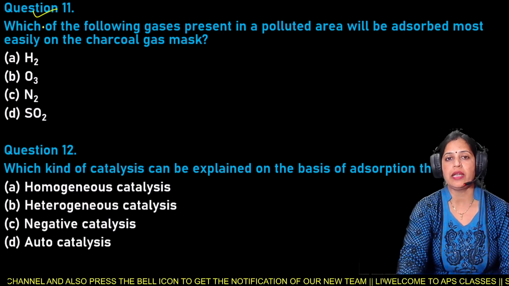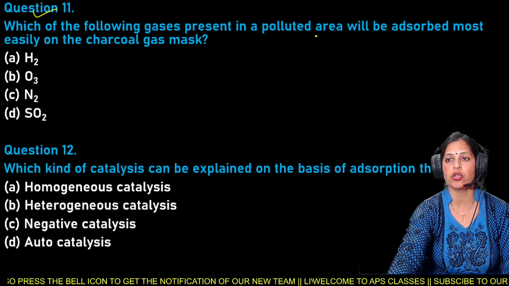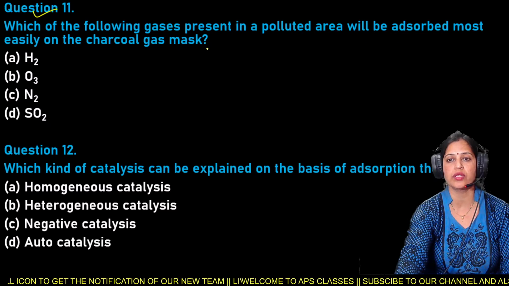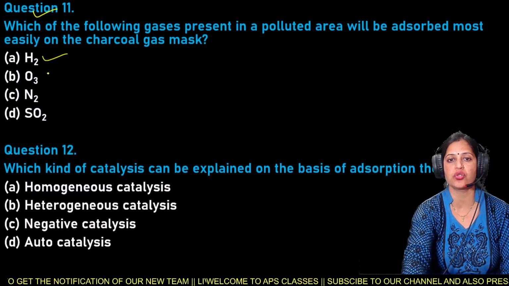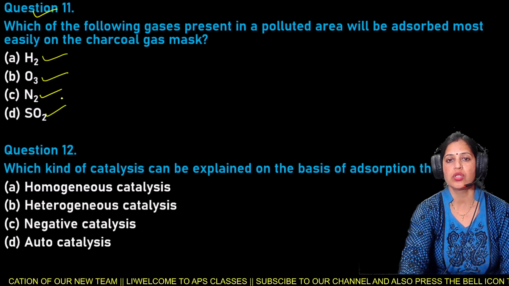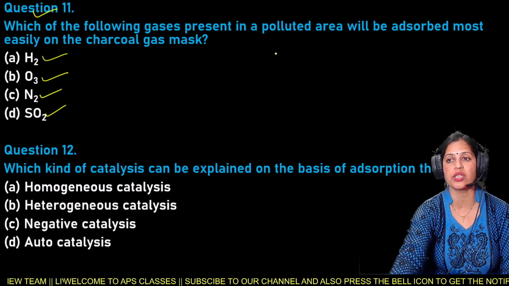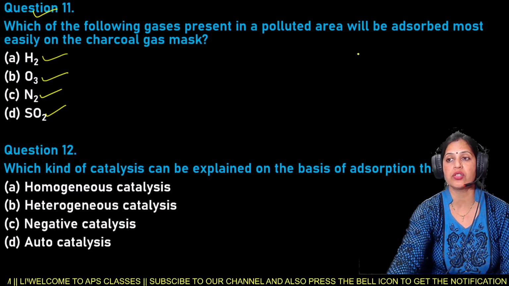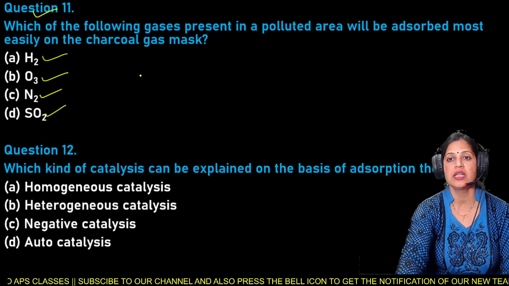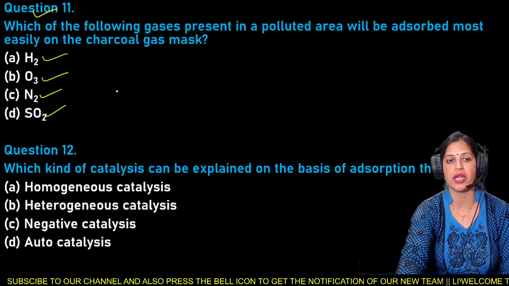Next is question number 11, which is: which of the following gases present in polluted areas will be absorbed most easily on the charcoal gas mask? Options are H2, O3, N2, and SO2. Out of these gases present in polluted areas, which will be absorbed most easily on charcoal?